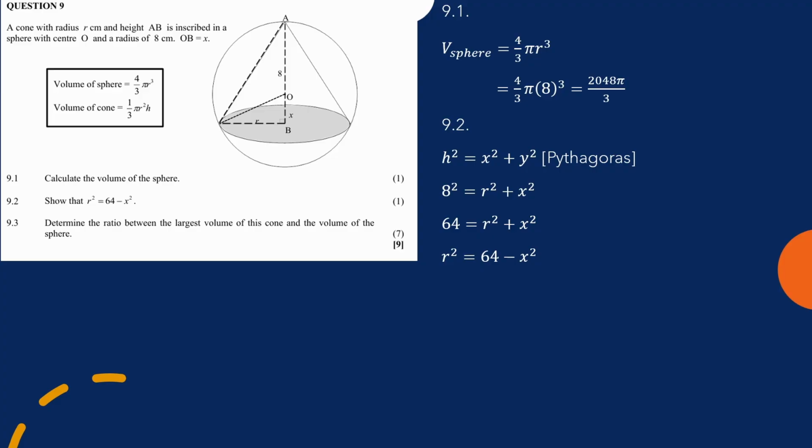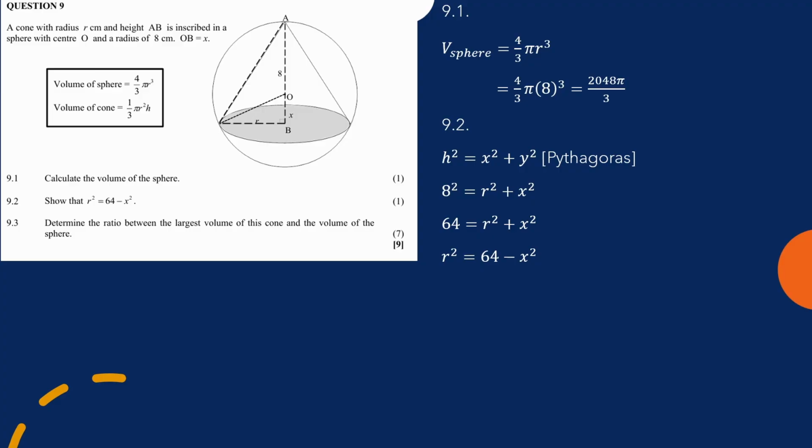9.3, it says, determine the ratio between the largest volume of this cone and the volume of the sphere. Now, when it says largest volume of this cone, I know that one way or the other, I have to find a way to derive an equation, because that's the only way I can get to a maximum or a minimum.